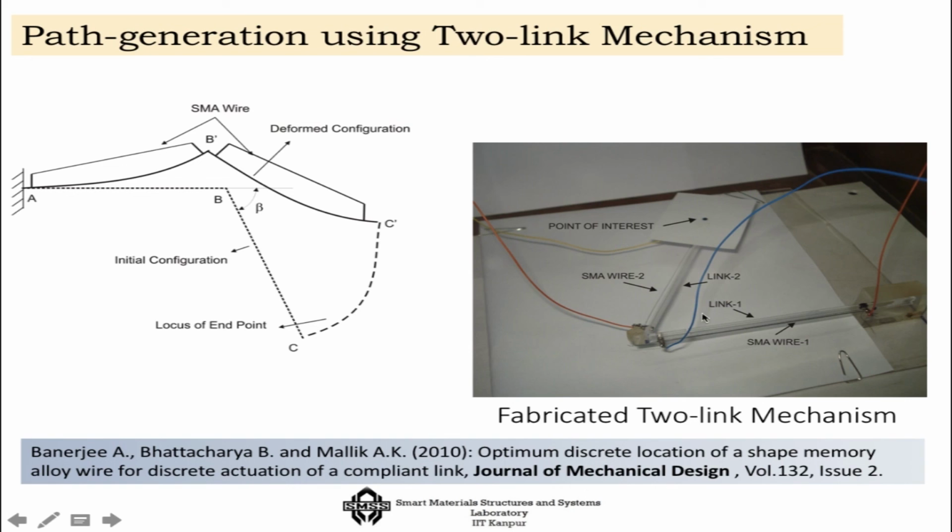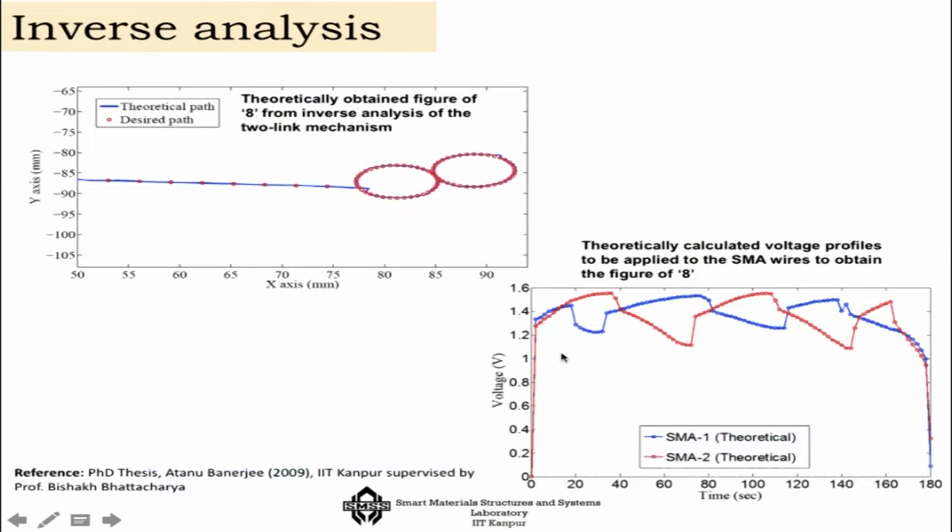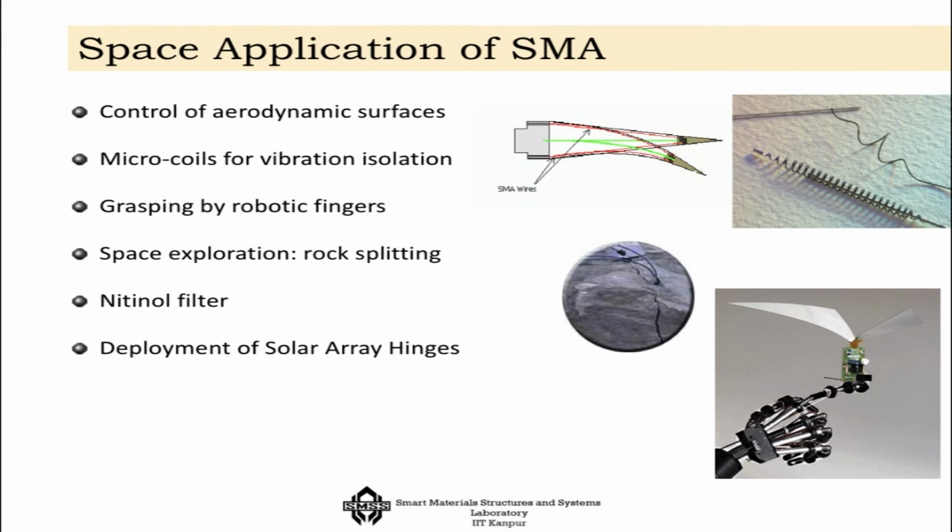You feed the currents into the 2 SMA wires related to the 2 links, link 1 and link 2, and you will be able to get the desired deflection in the system. So this is one way of using SMA for developing nice manipulators which can be used for finger movements, things like that.